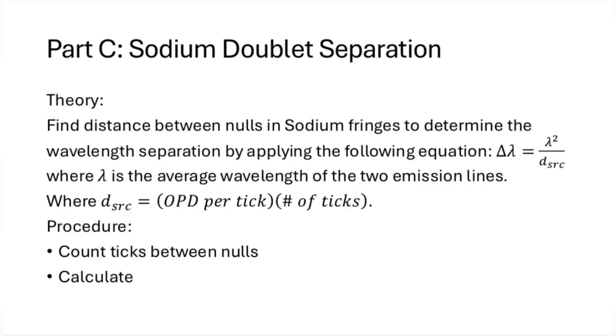Our goal in part C was to find the wavelength difference between the two emissions from sodium. And to do this, we just found the distance between nulls, which is essentially when the fringes went blurry, and divided the average of the two wavelengths by this distance to get the wavelength separation.